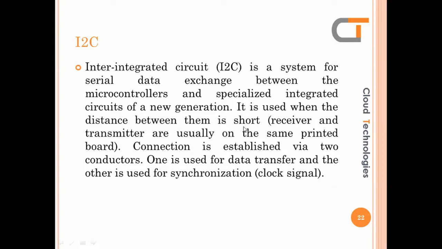So here we have two wires: one is data, one is clock. I2C is nothing but two pins, one for data and one for clock. In Arduino, I2C is used on two specific pins, A4 and A5. A4 is the data pin and A5 is the clock pin.